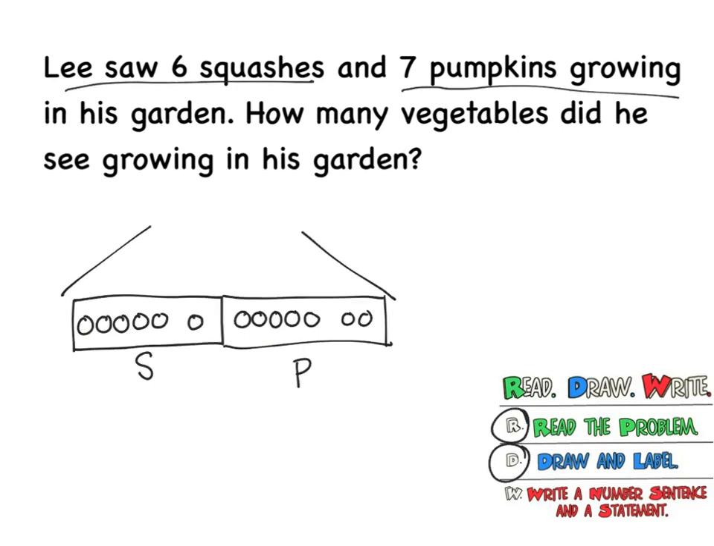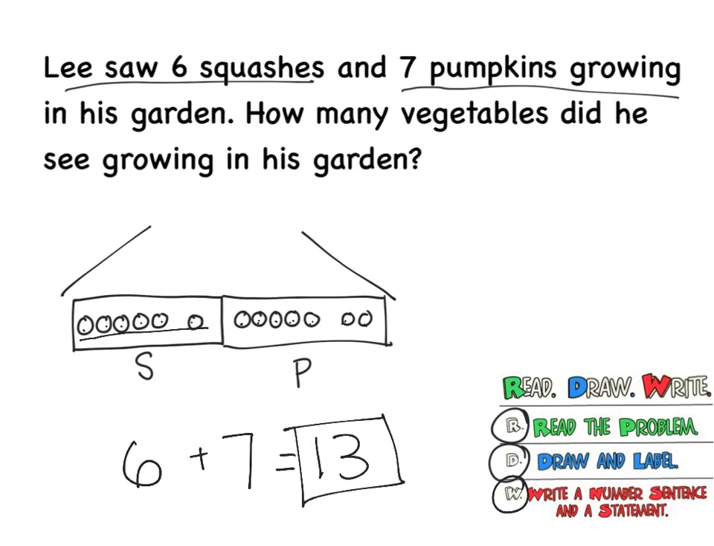Alrighty, last thing I need to do is write. I need to write a number sentence first. I know that I have 6 squashes plus 7 pumpkins. To solve this, I'm going to count up all those circles. Ready? 1, 2, 3, 4, 5, 6, 7, 8, 9, 10, 11, 12, 13. I got 13. To make it a little faster on myself, I could have gone 6, 7, 8, 9, 10, 11, 12, 13. But either way, I got my answer and I'm going to box it. Don't forget to put it in your tape diagram too.